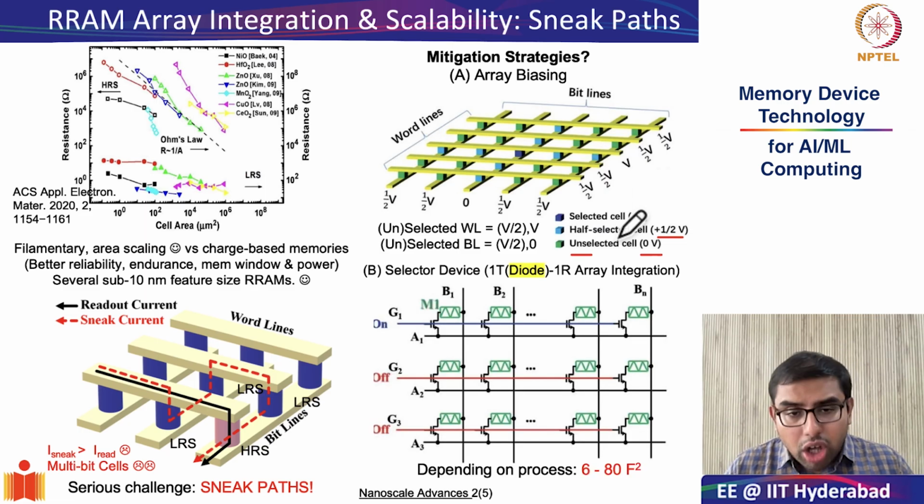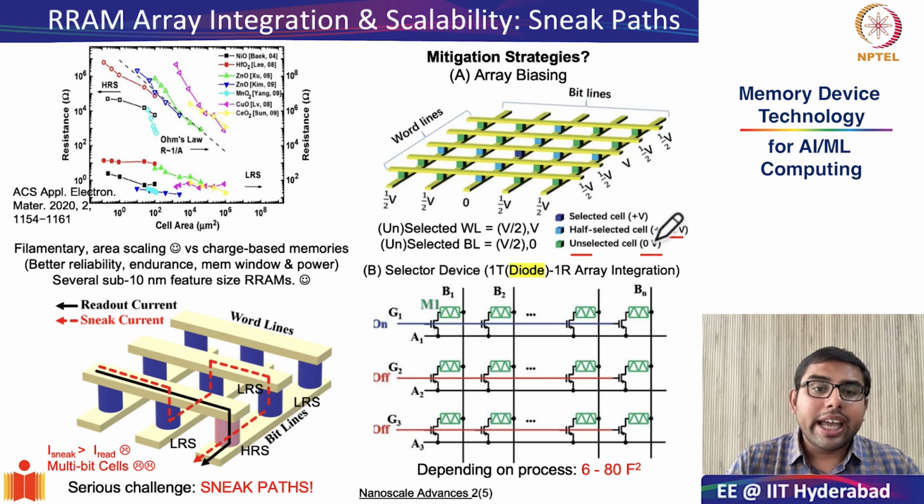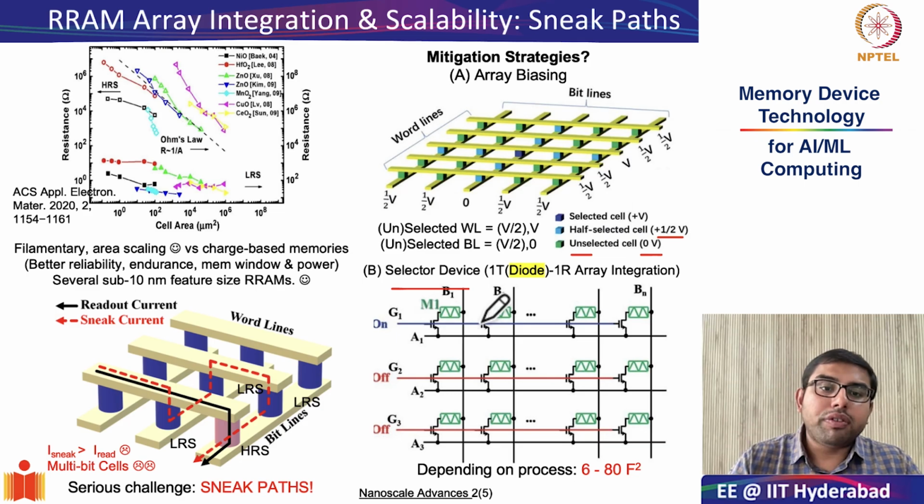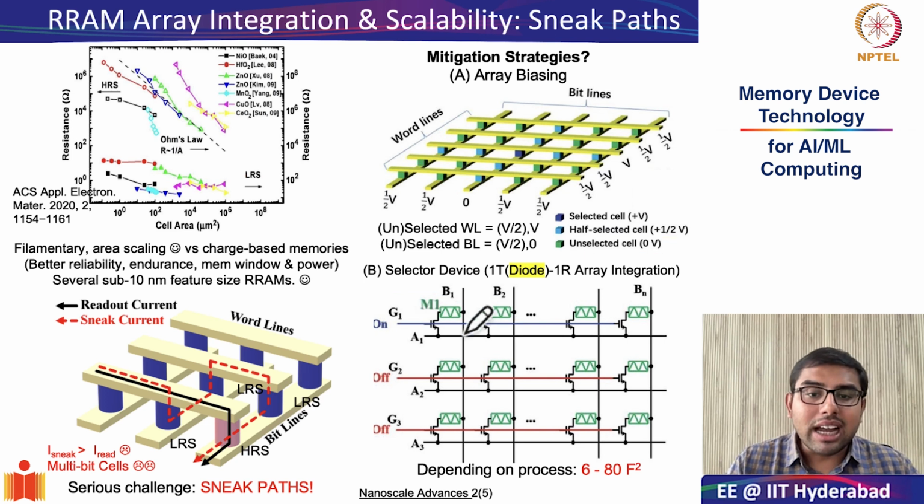However, the methodology which is universally used in the integration of RRAMs into large arrays is by adding something called the selector device. The adding of a selector device is something we have seen even in PCRAM technology, where the PCRAM was integrated on the drain of an access transistor. This is also what is done in the case of RRAMs, where RRAMs are integrated in 1T, 1R arrays.